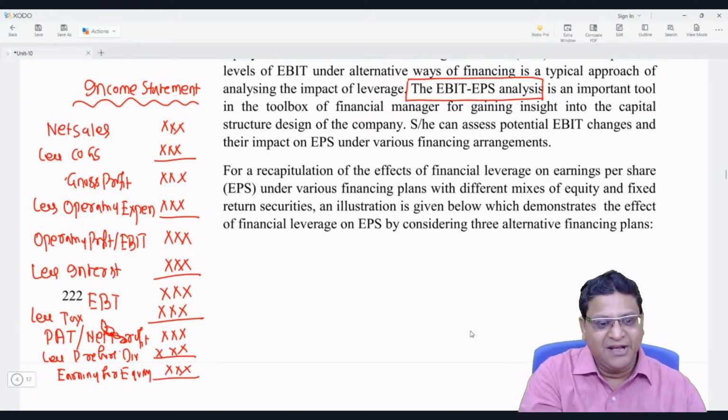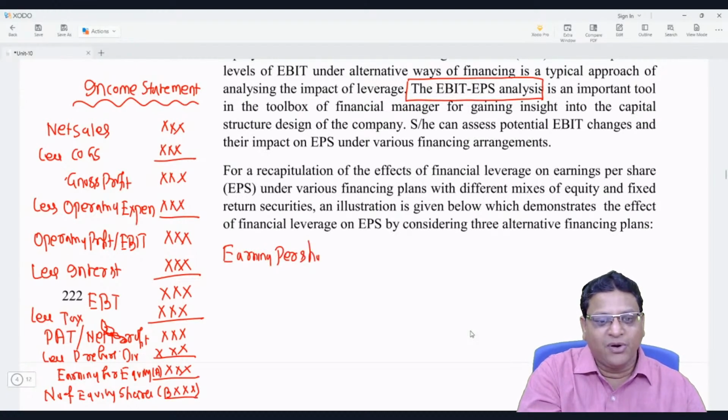If you divide earning for equity shares by the number of equity shares, you get earning per share. Earning for equity shares is A and number of equity shares is B. If you divide A by B, you get earning per share. How is earning per share decided? It is A divided by B, where A is the earning available for equity shares and B is the number of equity shares.